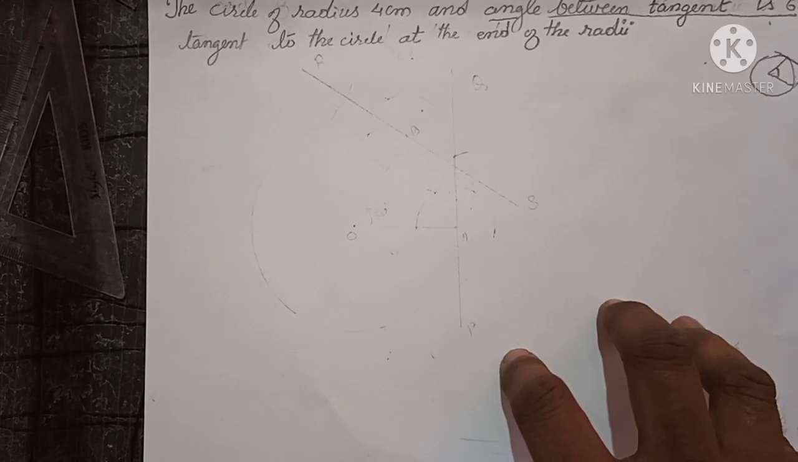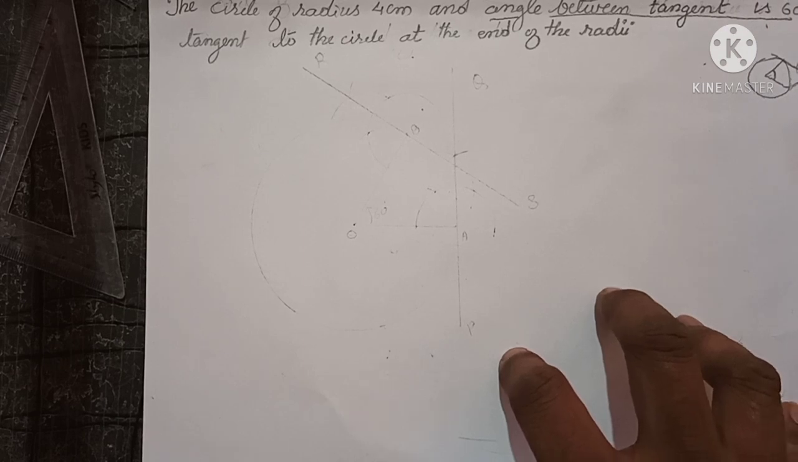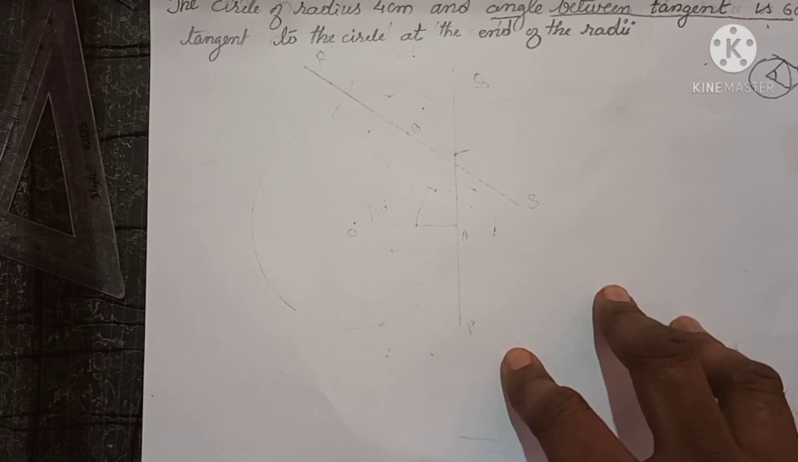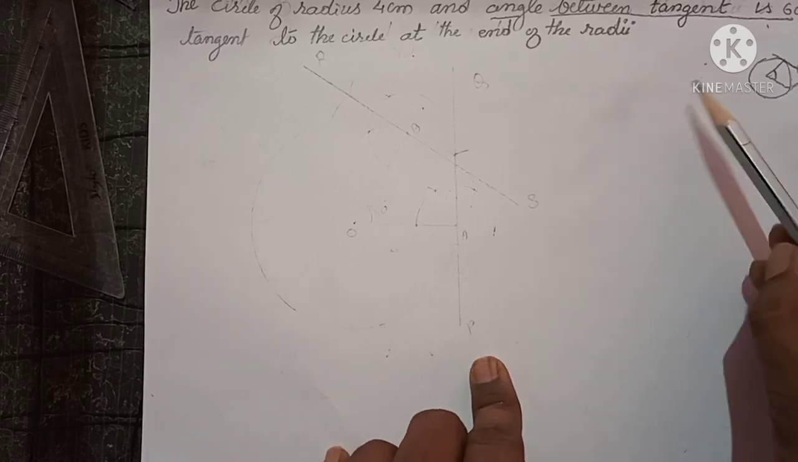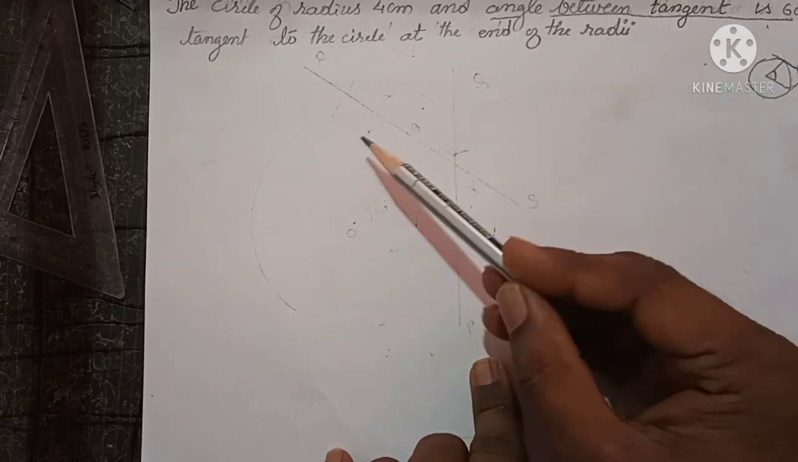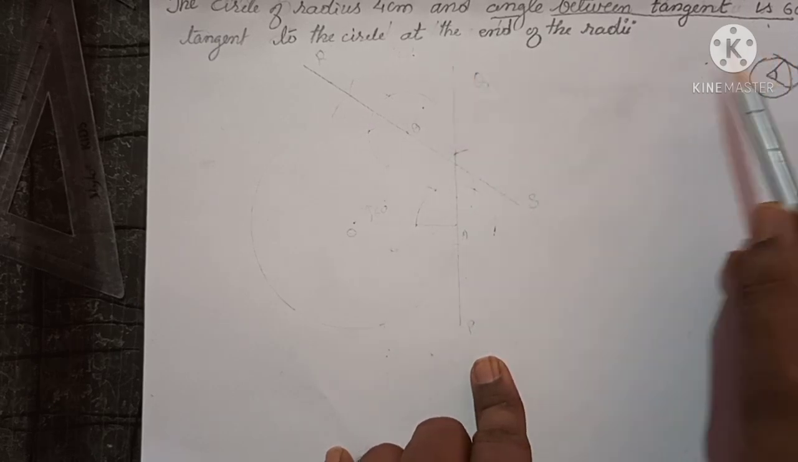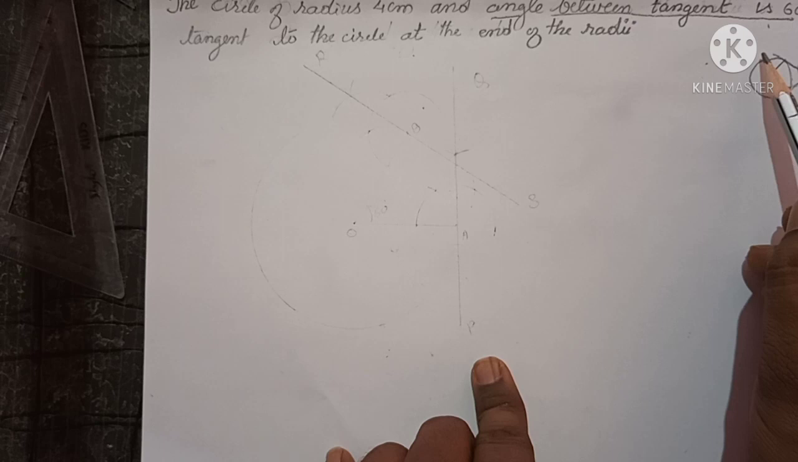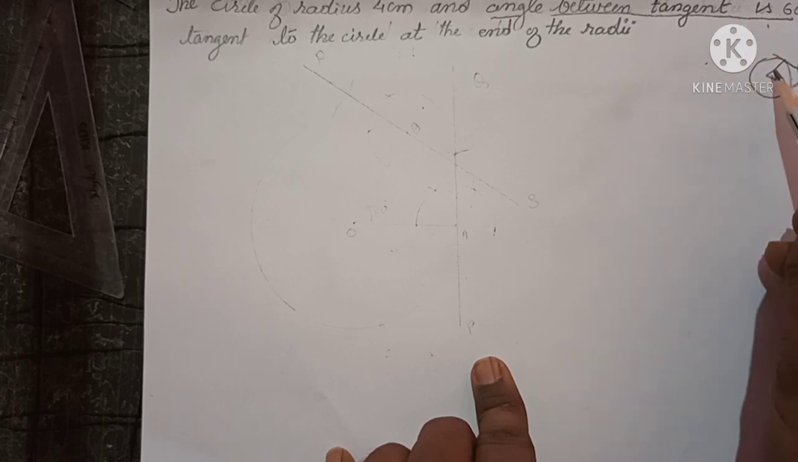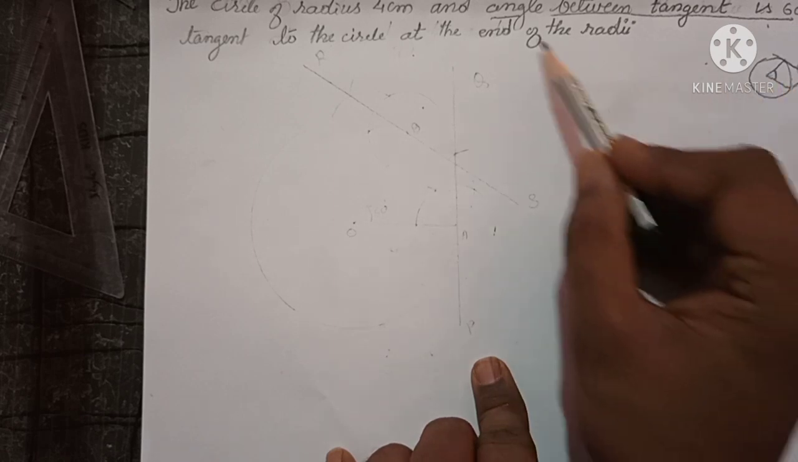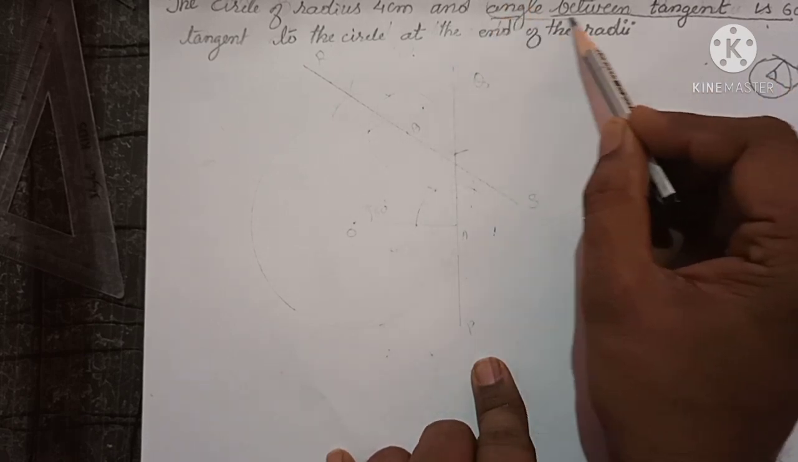Hello students, second problem: the circle of radius 4 centimeter, the angle between the tangents is 60 degrees given, and draw two tangents to the circle at the end of the radii. Here the angle between the tangents is 60 degrees given; they are not given the angle between the radii. Therefore, read this sentence carefully.